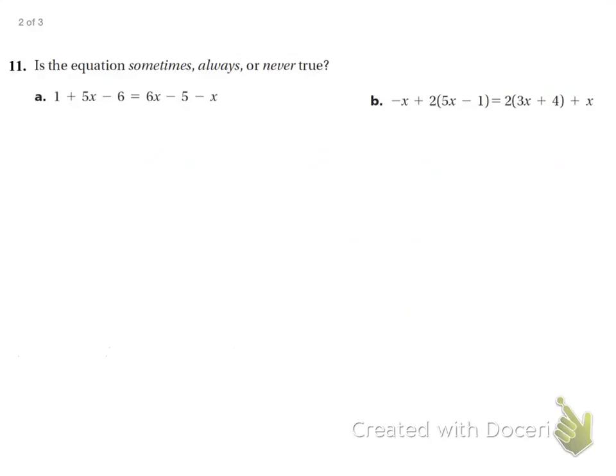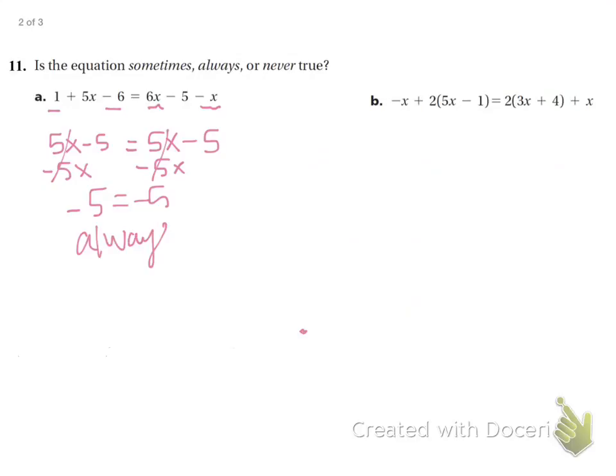Okay, always, sometimes, and never. So let's go ahead and combine some like terms first. So we've got 1 minus 6, which is negative 5, and negative x gets me 5x. If I subtract 5x from both sides, my 5x's cancel. Negative 5 equals negative 5, always. It will always equal that.